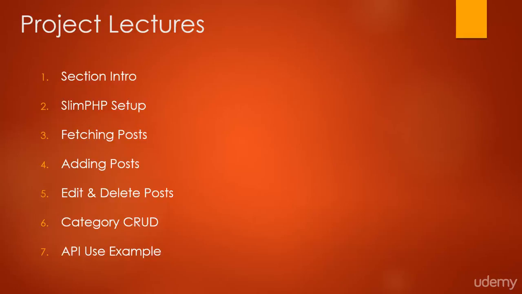Project lectures, we have the section intro. Lecture 2 will set up SlimPHP, which I don't think I mentioned. That is the framework that we'll be using. Lecture 3 will be able to fetch posts. 4 will be able to add posts. Lecture 5 will edit and delete posts. And then in Lecture 6, we'll create the same kind of functionality, but for categories. And then in the last one, I'll show you how we can actually use the API in a front end.